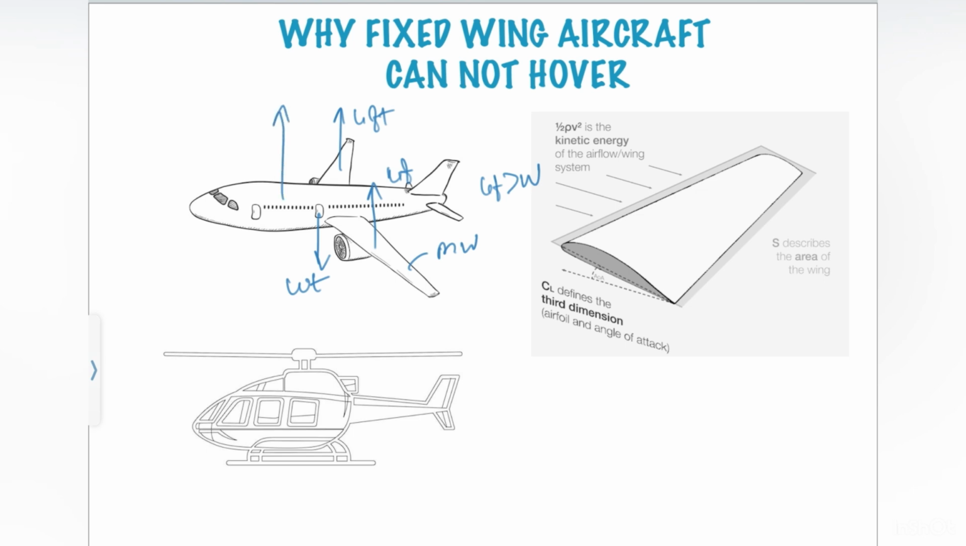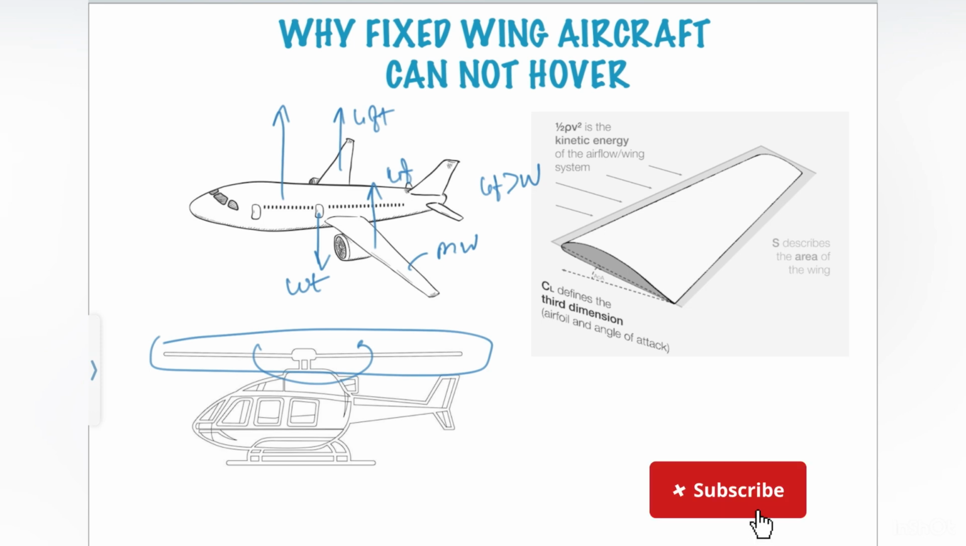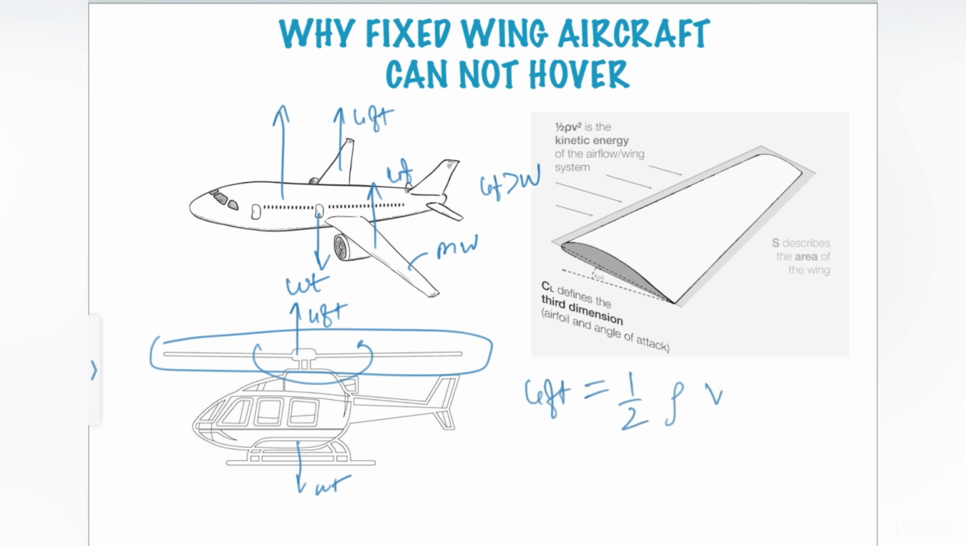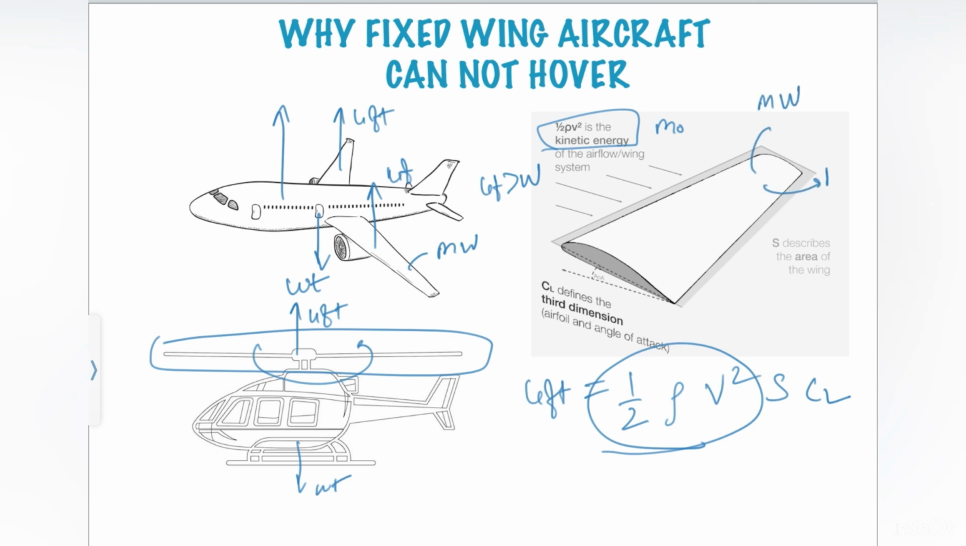For helicopters, there are main rotor blades rotating in one direction and producing the lift, thereby countering the weight. To understand the lift forces, I will explain using this picture. Lift force is equal to half rho v square S CL, where half rho v square is the kinetic energy of the mass flow interacting with the aerodynamic surface. In a fixed wing, this is the main wing, and in a helicopter, these are the main rotor blades.